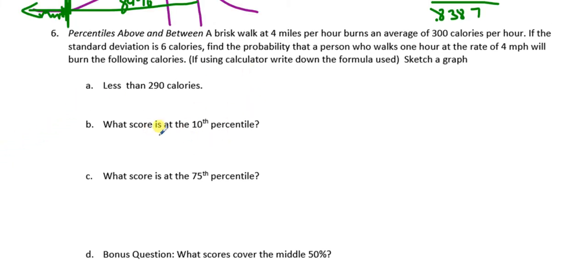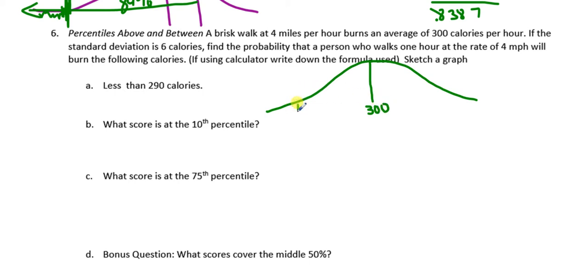For this problem, what score is at the 10th percentile, or what score is at the 75th percentile? Just to give you a little graph: to do this problem, you do 290 minus 300 divided by the standard deviation of 6. Look it up on the table, just like we did above. So our average is 300.